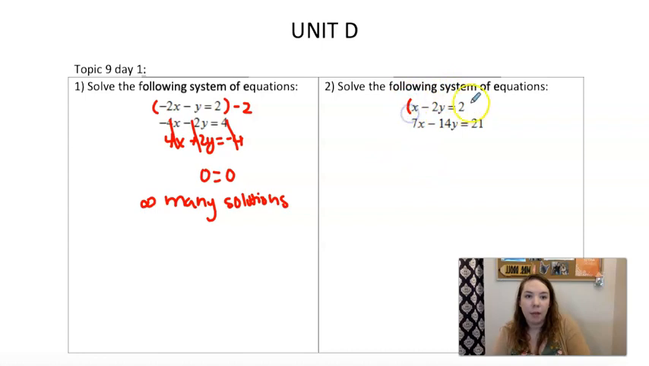Similarly, I'm going to multiply this top one by negative 7. And your x and your y will cancel. But on the right side here, we get 7. This is not a true statement, so that's a special case where you'd have no solution. No points work.